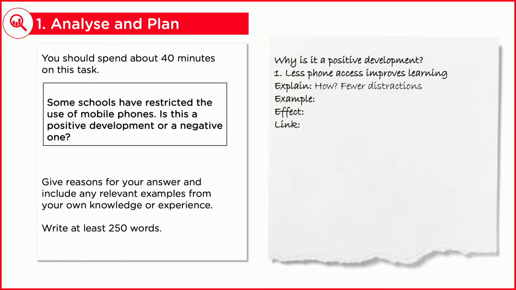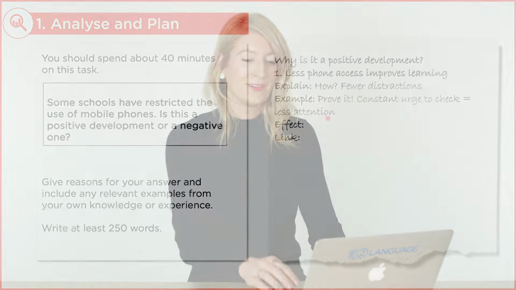Next thing I want to include in my paragraph is an example. So here I'm thinking, prove it. How can I make the examiner see and feel what I'm talking about? So here I'm going to paint a picture of a student or students in a classroom and that constant urge they have, and the constant urge that we have as adults, to check our phones. And obviously all of this means less attention is given to the teacher. And also the teacher has less time to give to the students because they're checking everybody's phones going off.